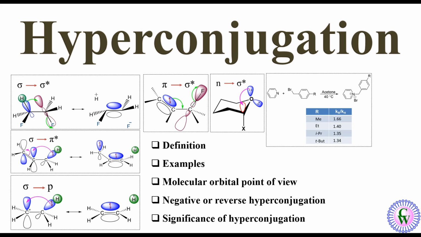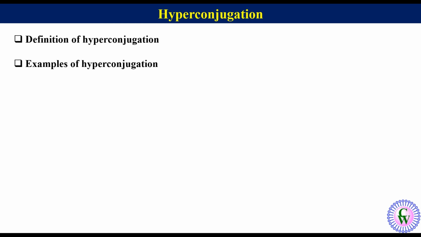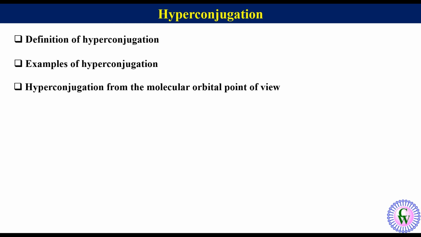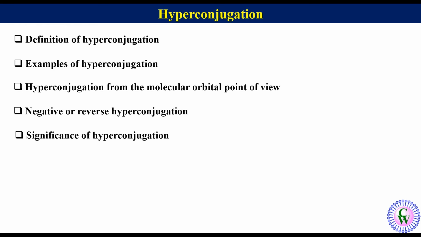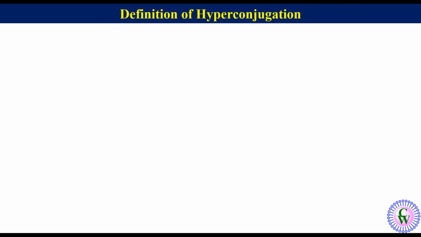In this video, we are going to discuss a very important topic, that is hyperconjugation. We will go through the following points: definition of hyperconjugation, examples, hyperconjugation from molecular orbital point of view, negative or reverse hyperconjugation, and significance of hyperconjugation. Let's start with the definition of hyperconjugation.